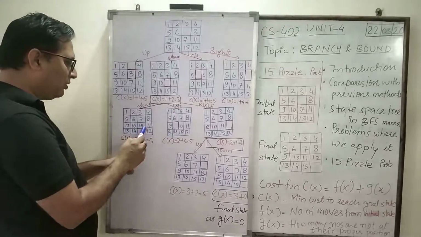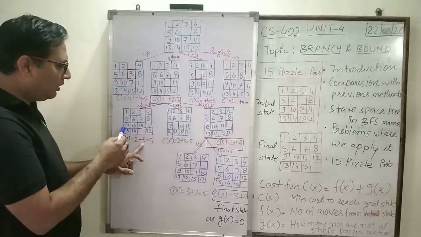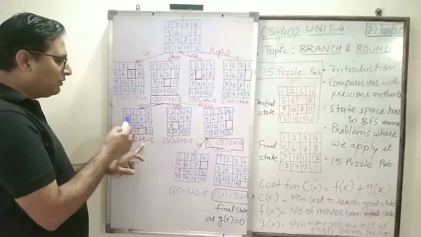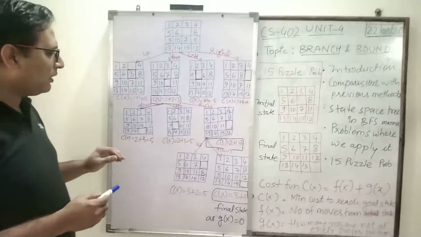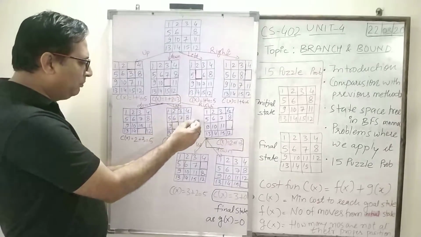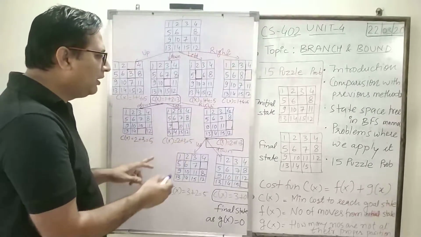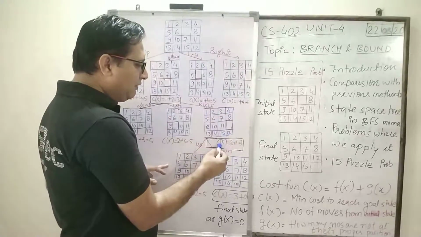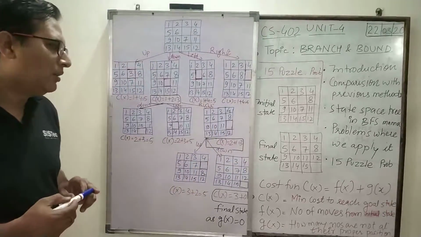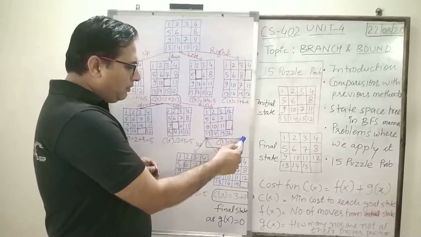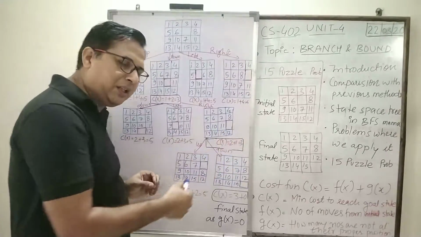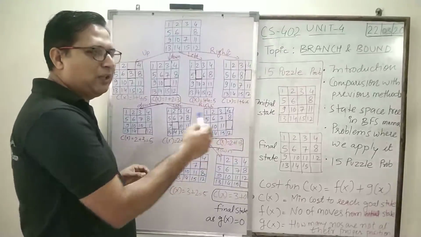11 is not at proper position, 12 is not at proper position, and 15 is not at proper position. So the Cx value will be 5. The same way we will calculate for the left movement. Here the Cx value is 5. And for the right movement, here the Cx value is 3. So similar to the previous step, we have calculated the cost, and now we will choose this node for further exploration.